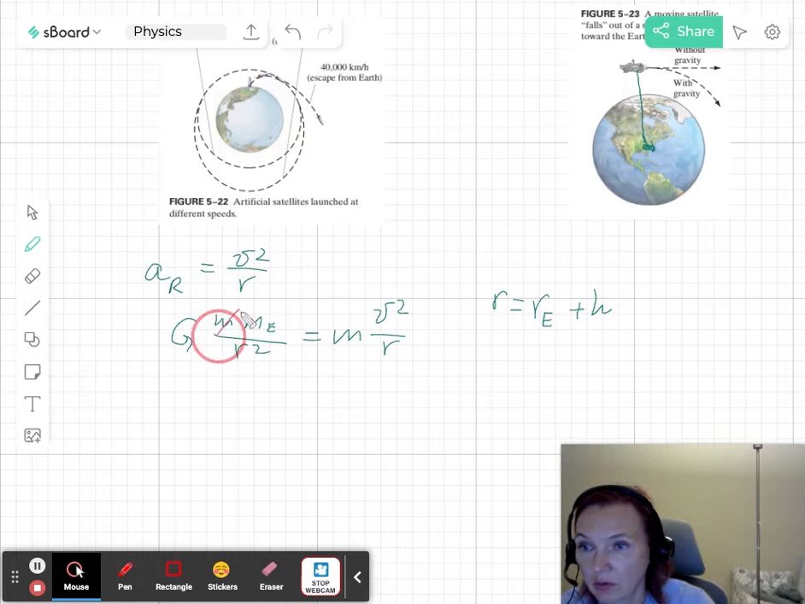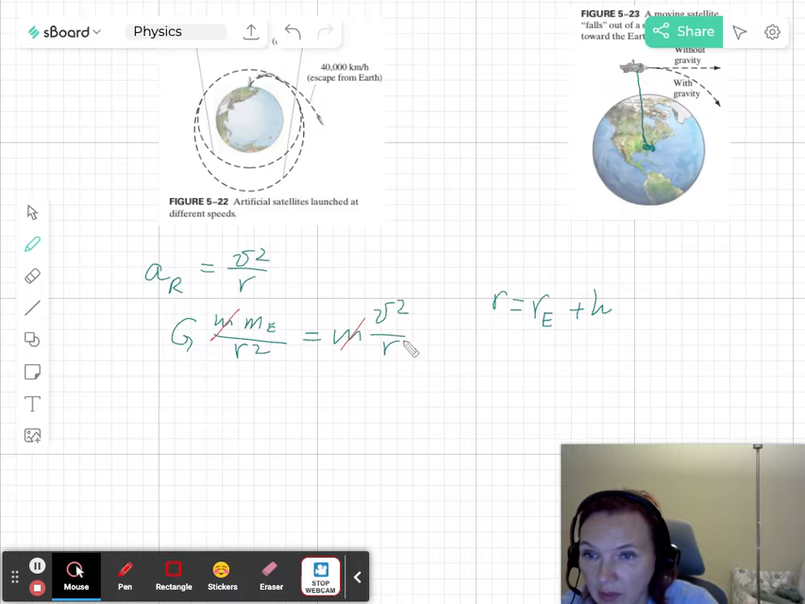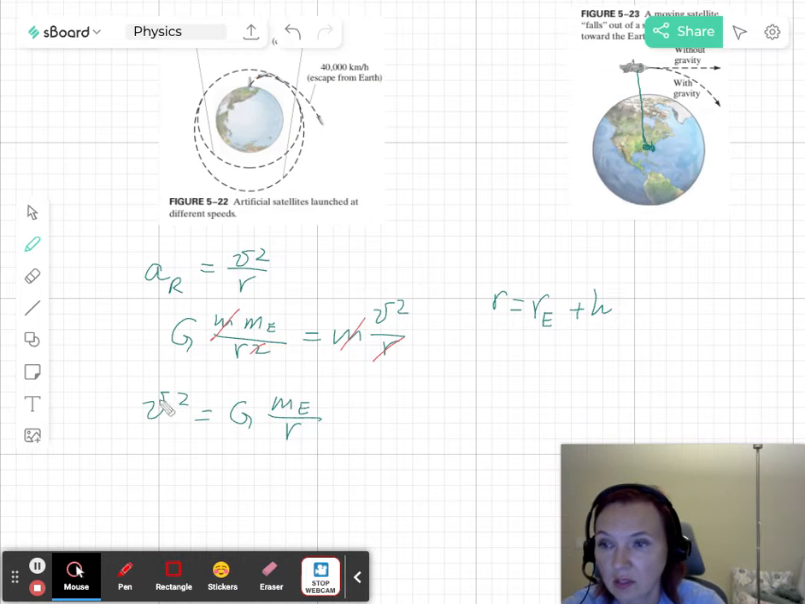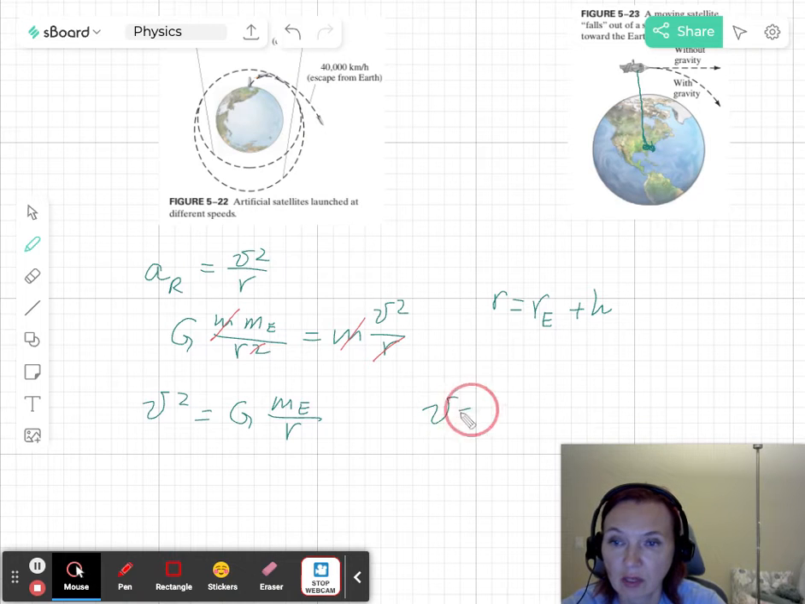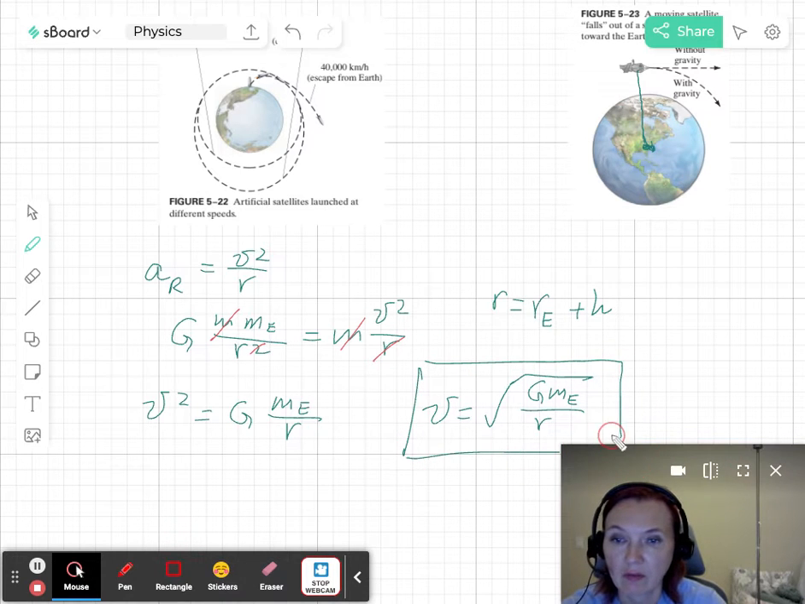So actually, it doesn't matter what the mass of the satellite is. We can also cancel one of the r's here. Now v squared is going to be equal to G times the mass of the Earth over r, and then to find v by itself, we just have to calculate the square root of that. So v equals the square root of G M_E over r. All right, so that is our equation for the velocity.